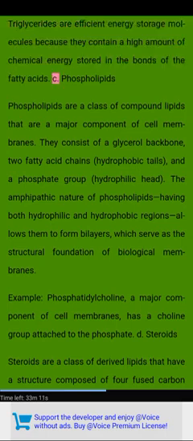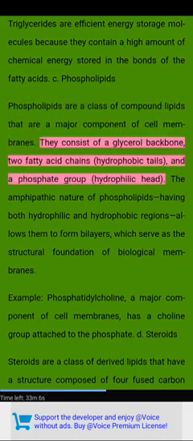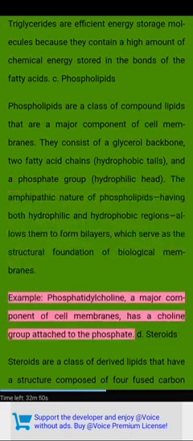C. Phospholipids. Phospholipids are a class of compound lipids that are a major component of cell membranes. They consist of a glycerol backbone, 2 fatty acid chains, hydrophobic tails, and a phosphate group, hydrophilic head. The amphipathic nature of phospholipids, having both hydrophilic and hydrophobic regions, allows them to form bilayers, which serve as the structural foundation of biological membranes. Example, phosphatidylcholine, a major component of cell membranes, has a choline group attached to the phosphate.